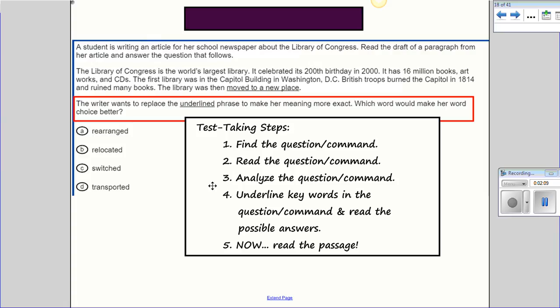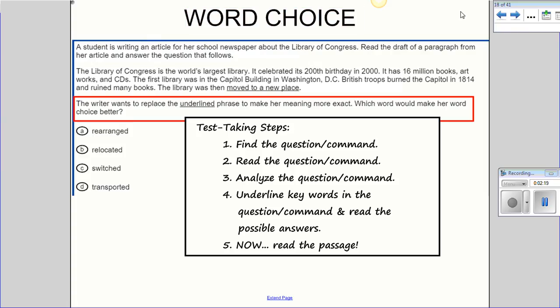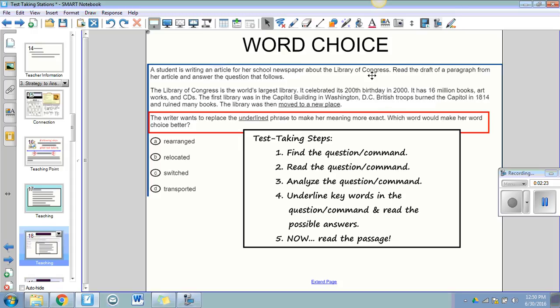My third step is to analyze the question. So if I look at the question, they're asking me about word choice. Therefore, I know the standard is on word choice. Now I'm going to underline key words in the question. So if I look at the question, I know that we are replacing the underlined phrase to make the meaning more exact. Again, I'm looking for the word choice that would make her writing better.